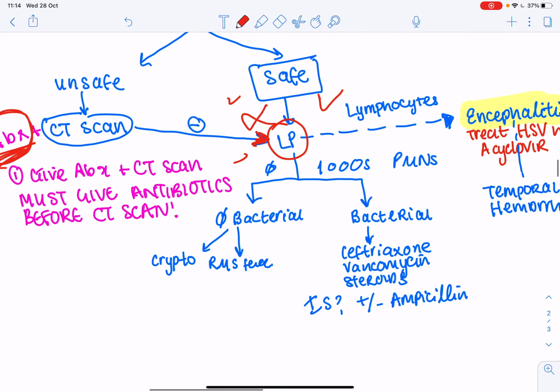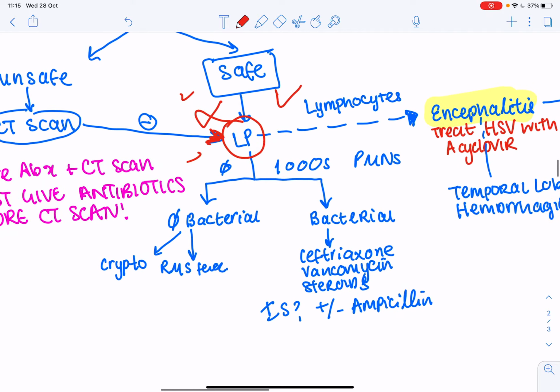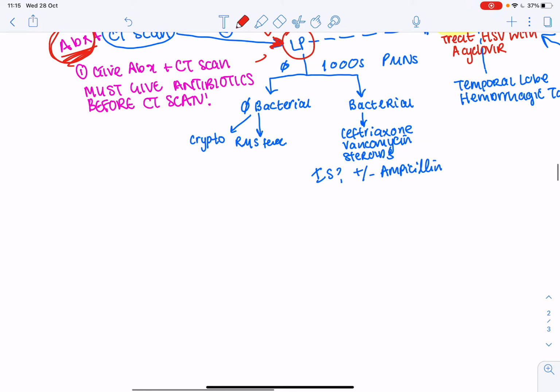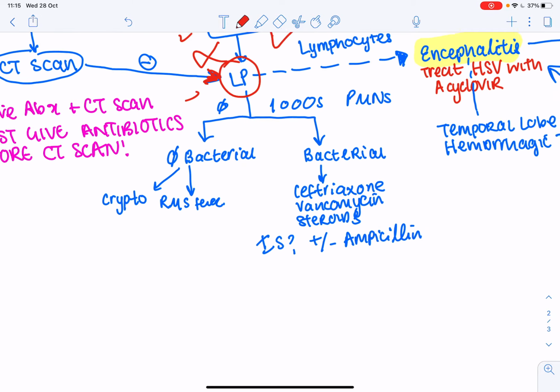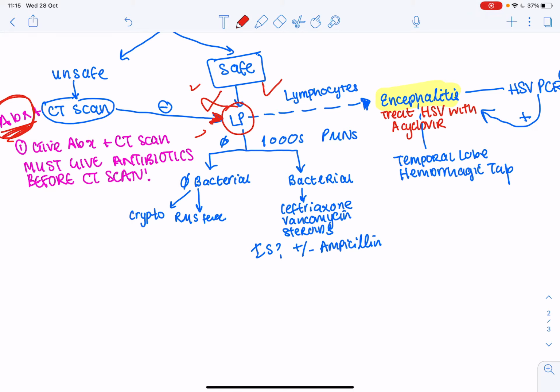Now, you check the CT scan. If the CT scan comes out negative, you can go straight to the LP. Now, within the LP itself, I know there's that table that you've learnt with the differentials between bacterial, viral, and TB or fungal. Here you just need to look for PMNs. If there are thousands and thousands of PMNs, that can tell you straight away that this is a bacterial meningitis. Now, if there's a lack of PMNs, it can still be bacterial. It doesn't have to be, but it can still be bacterial if you don't have PMNs.